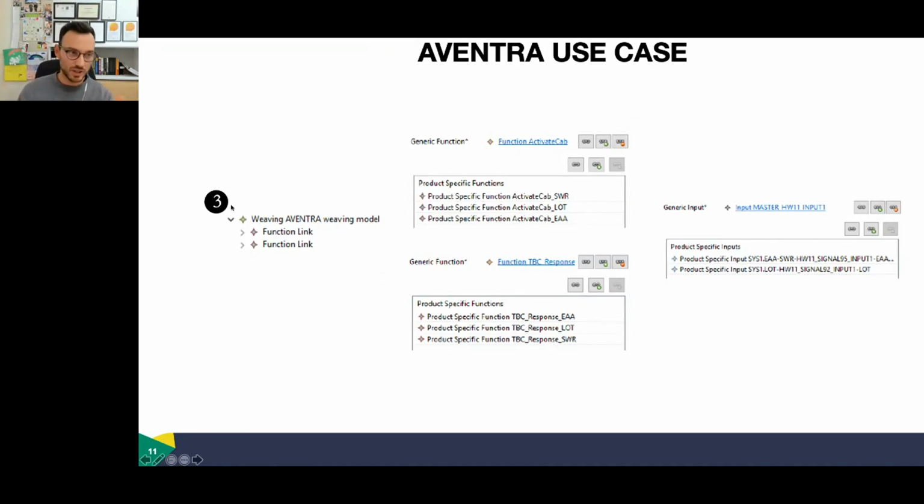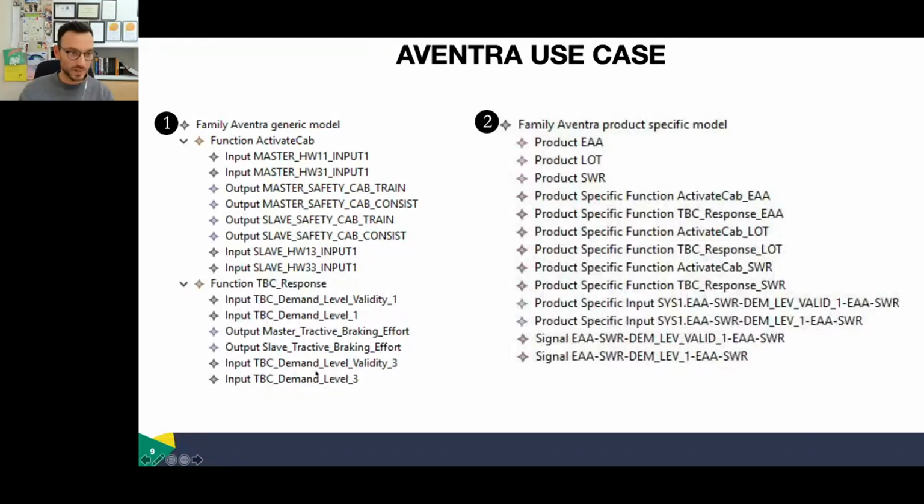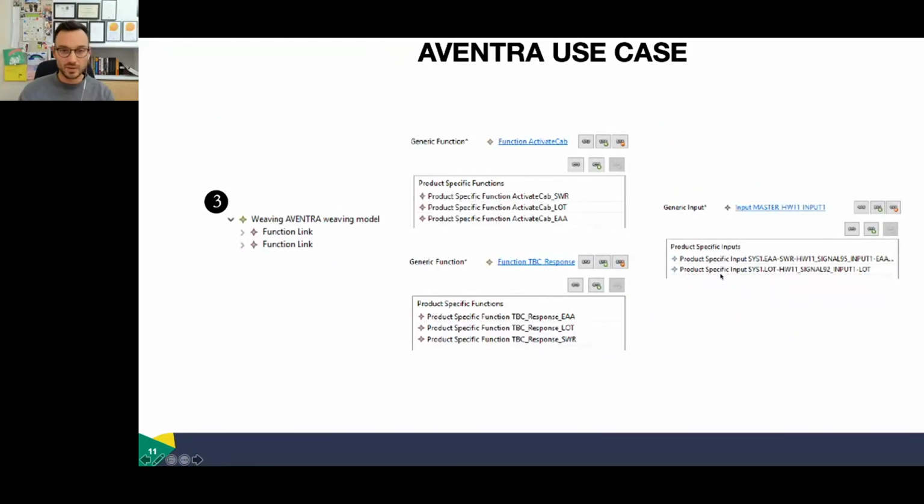And the language is pretty easy in this case, and it allows you to create links. And each link, for instance, if we examine this, you can see that here the general function activate cab is related to the specific function, so to the specific implementation, activate cab SWR, LOT, EAA, and so on. And here, of course, this is another example for the other function, but you also see that here the generic signals, so these signals over here, are linked to the specific signals, so to the signals of the train.